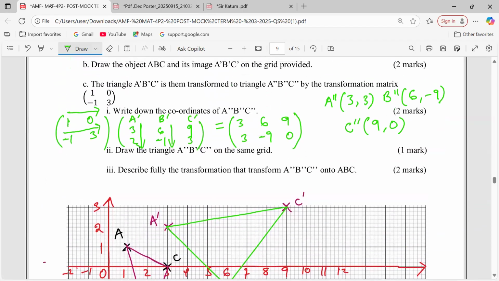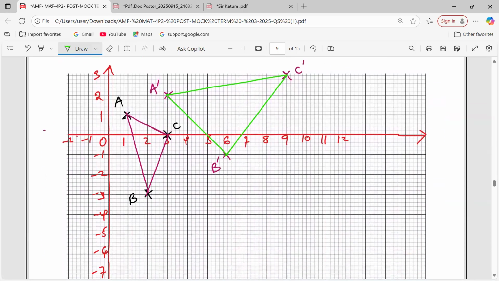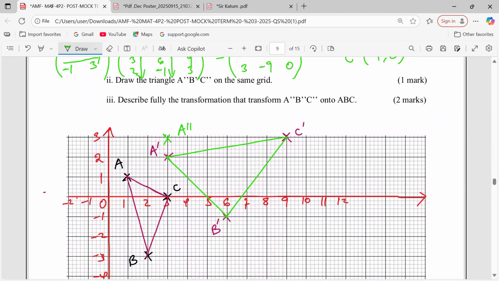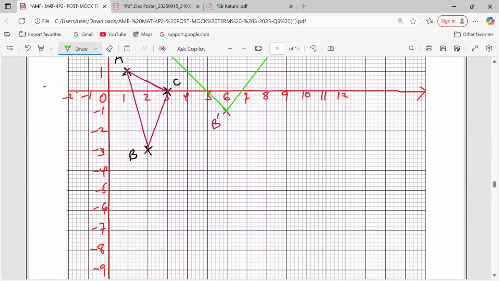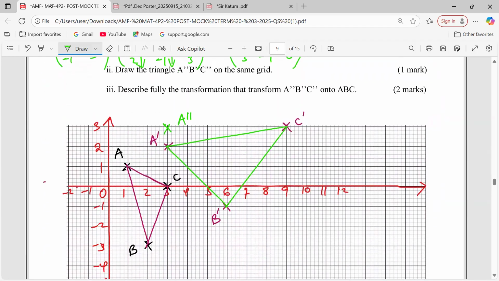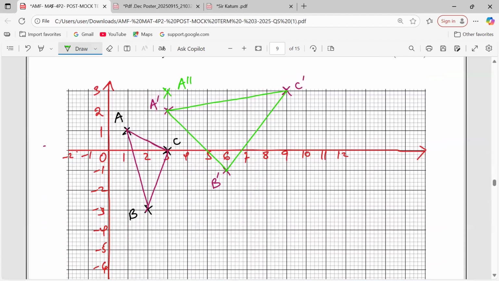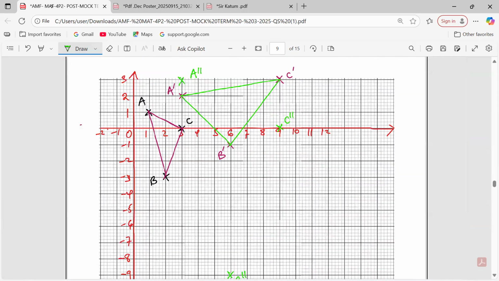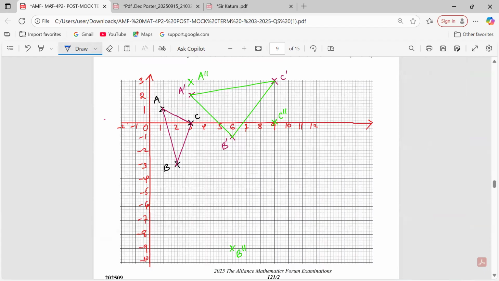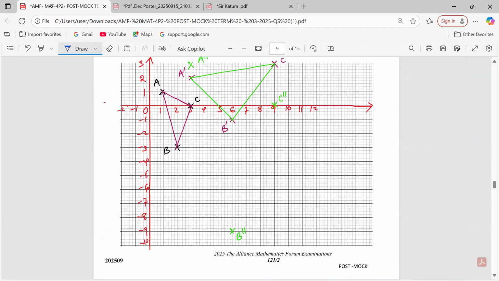Let me first plot it. So we'll be having 3, 3 as the first coordinate. That is where A double prime shall be. Then 6, negative 9. This is where B double prime is. And finally, C is at 9, 0. This is C double prime. So we can get now the second image plotted. A to B, let's see, very straight line.